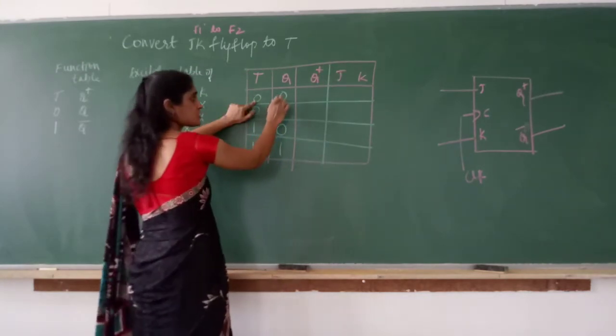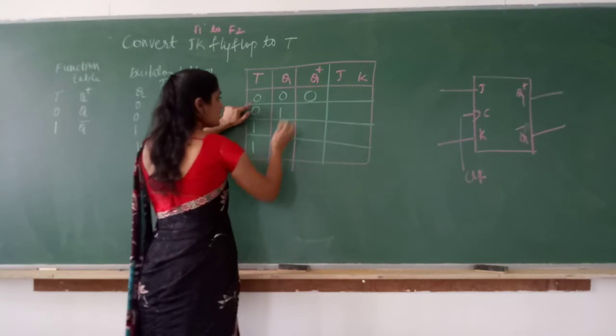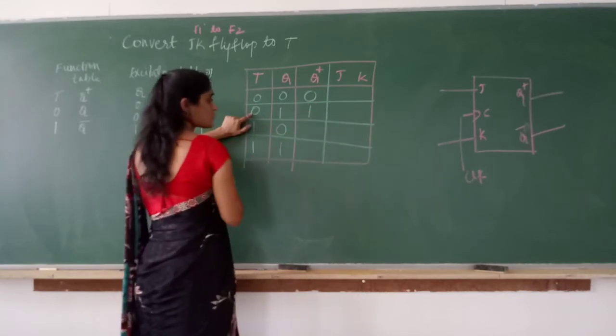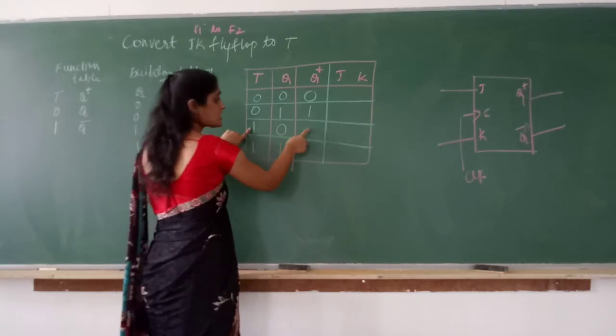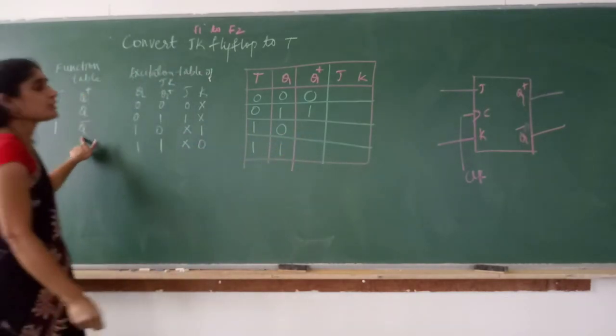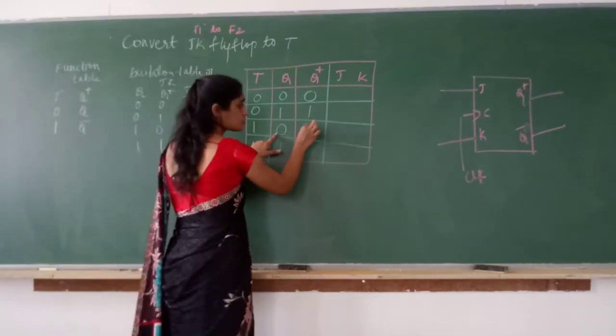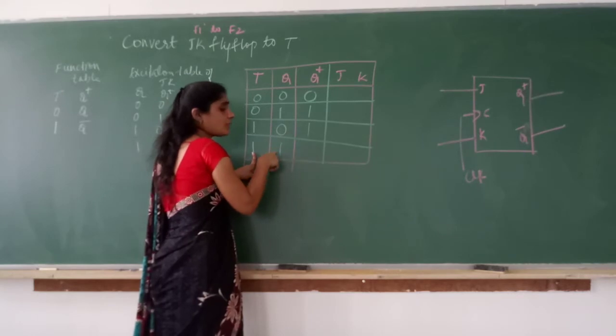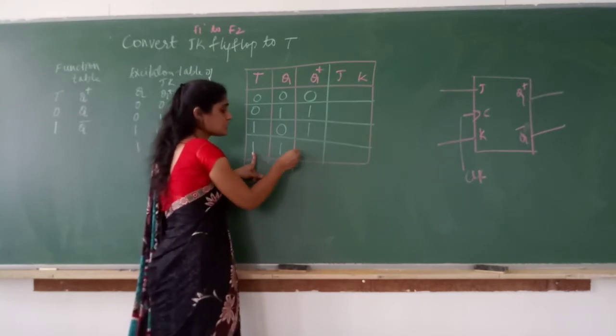If T is 0, what is Q plus? Same as the previous state. What is the previous state? 0. So the next state is 0. If T is 0 and the previous state is 1, the next state is 1. If T is 1, what is the next state? The complement of the previous state. The previous state is 0, so the next state is 1. If T is 1 and the previous state is 1, the next state will be 0.